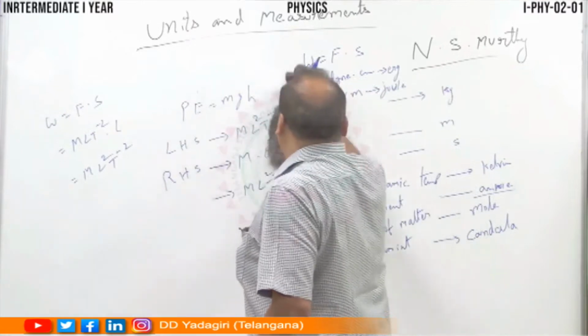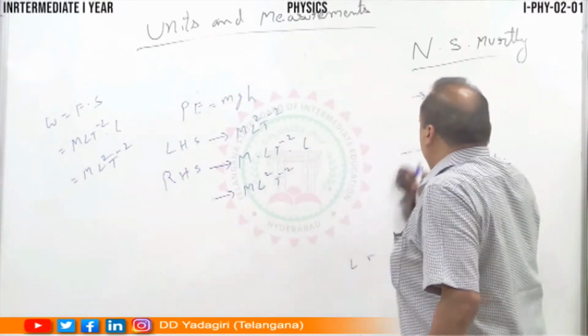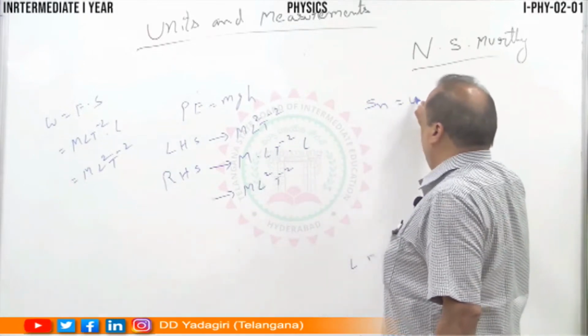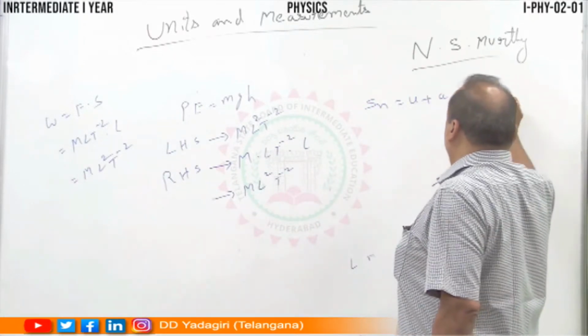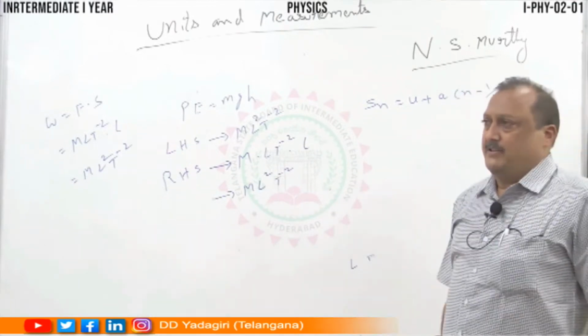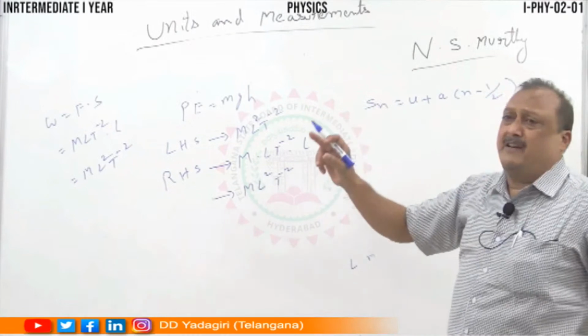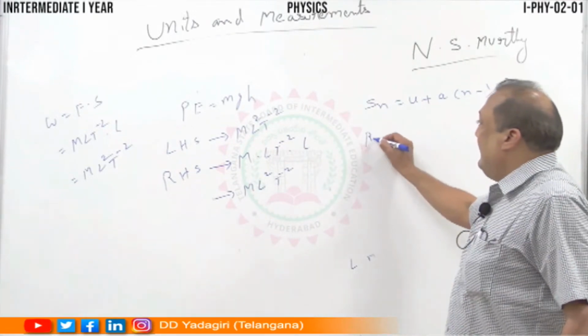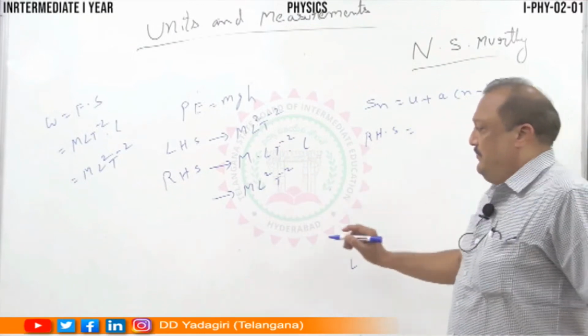In case of another equation, for example, if you take Sn equals u plus a into n minus 1/2, here u is the initial velocity, a is the acceleration, and Sn is the displacement of the body in the nth second. So first we take the right hand side. There is a rule here.